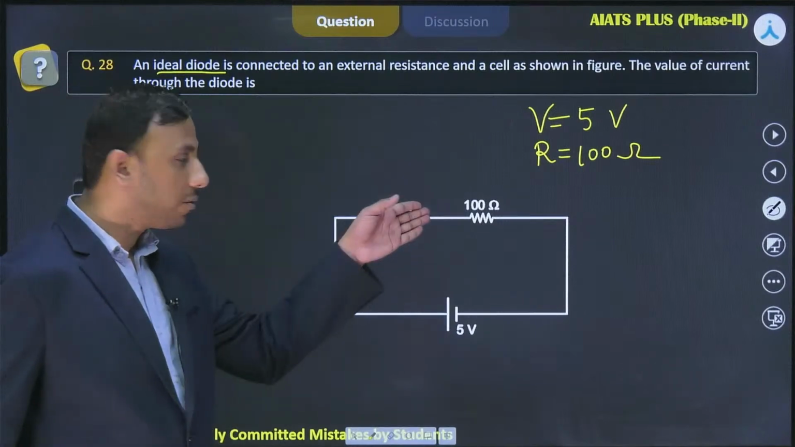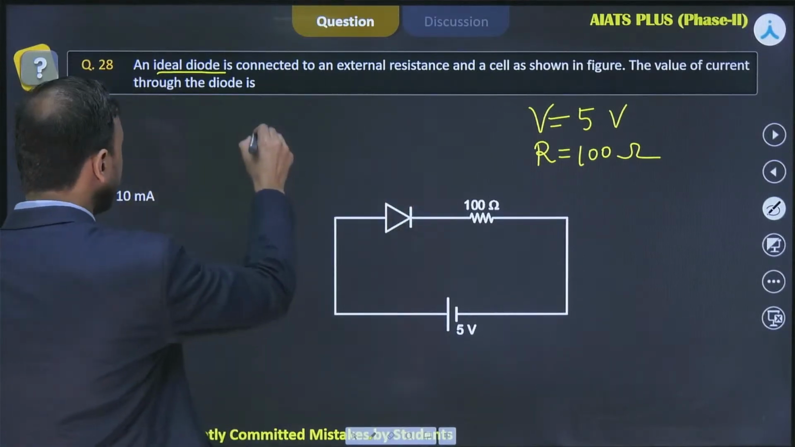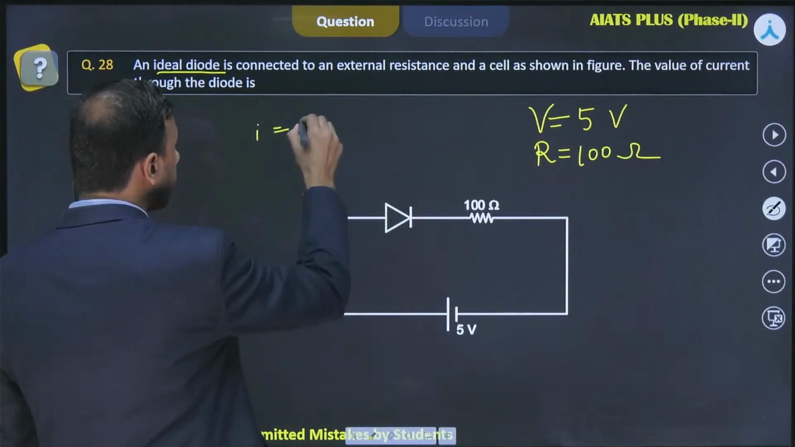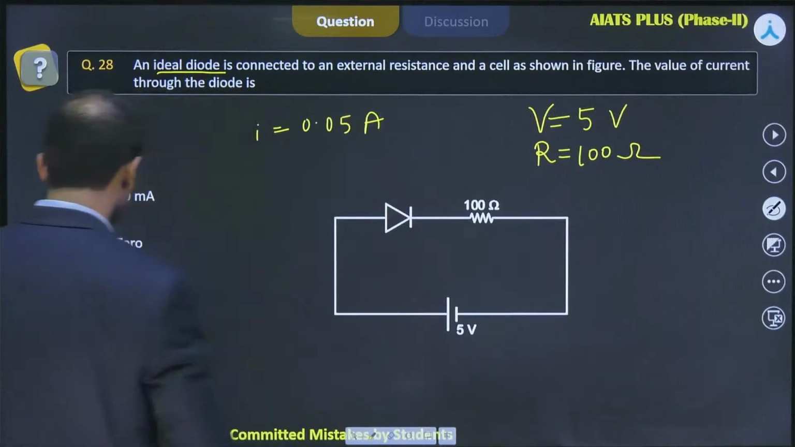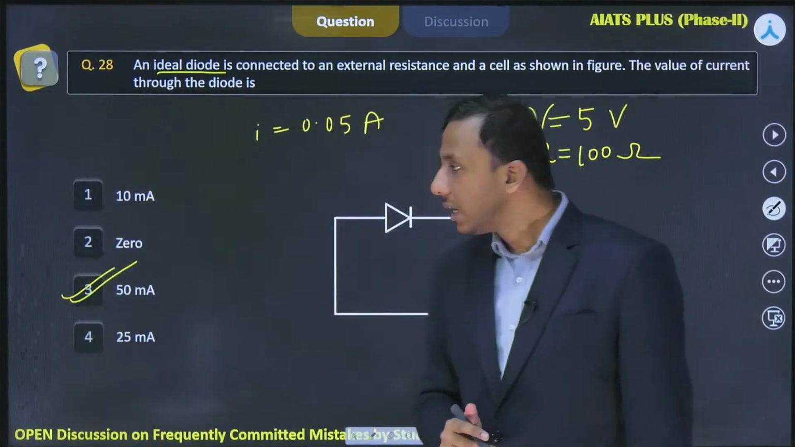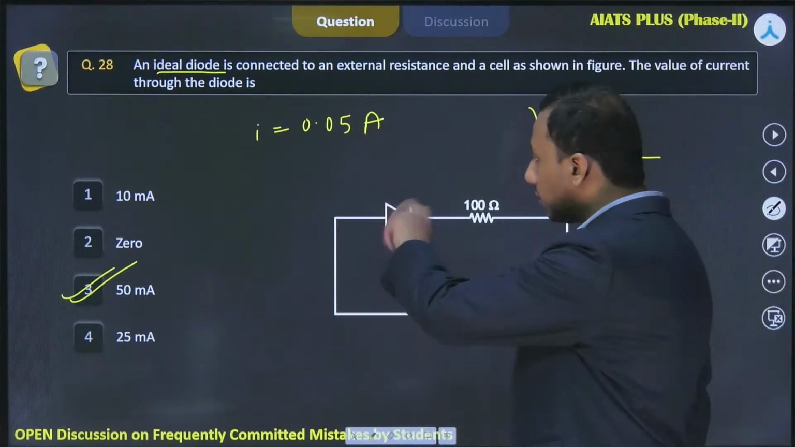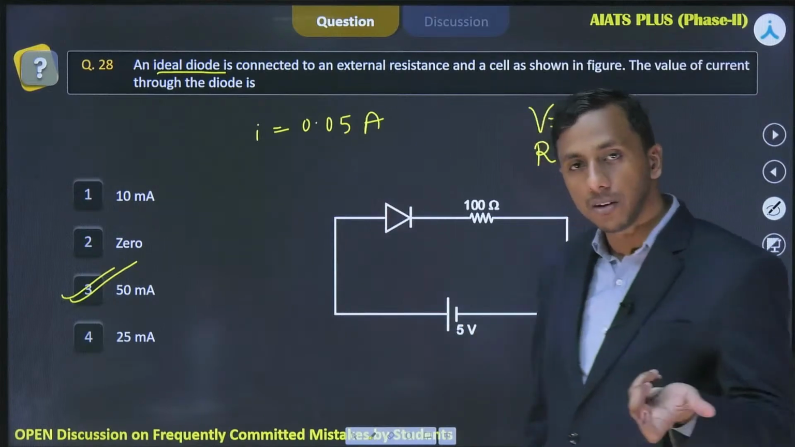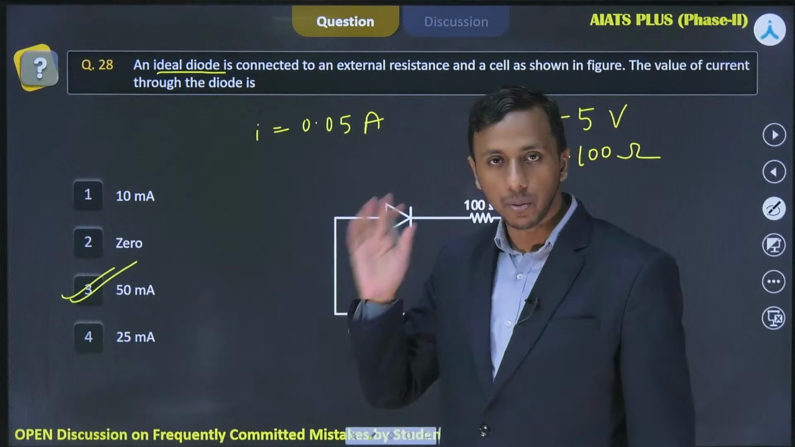And they are asking the current through the diode, I is equal to what? Use Ohm's law. V is equal to IR, I is equal to V by R. So 5 by 100, right? So 0.05 ampere, or we can say 50 milliampere. And if I had to ask another question, let's say I am connecting this in the reverse way, then it will become reverse bias, right? Then the current would be 0.